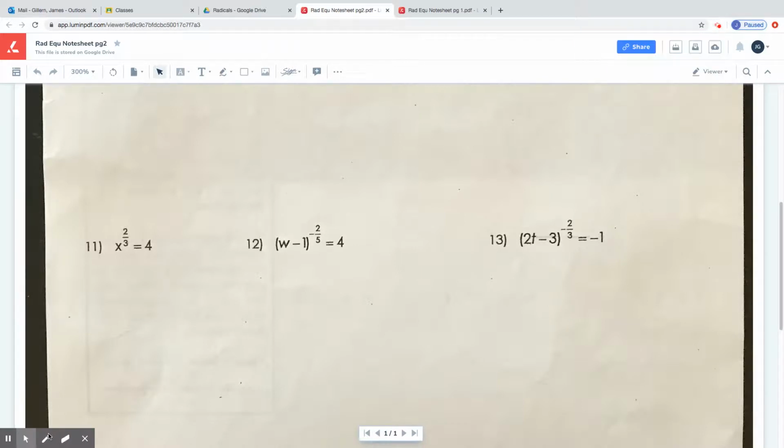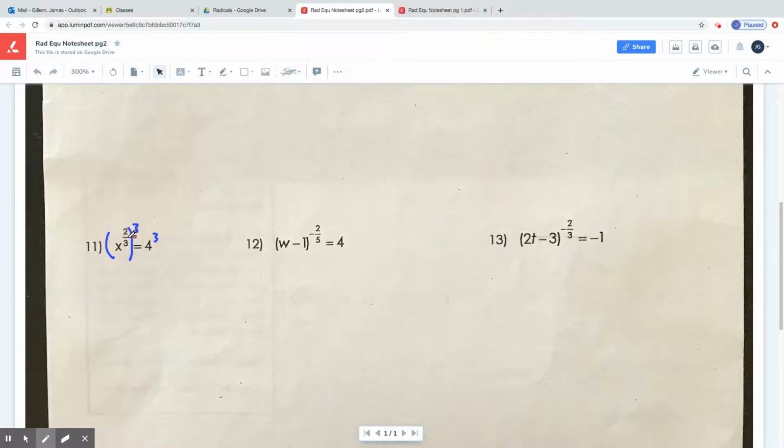All right, last one we're going to do, I wanted to show you one with a fractional exponent, a rational exponent. So we have x to the 2/3 is equal to 4. There are a couple of different ways you can do it, but this is the easiest way: we are first going to raise both sides to whatever the denominator is. So we're going to raise it to the 3rd.